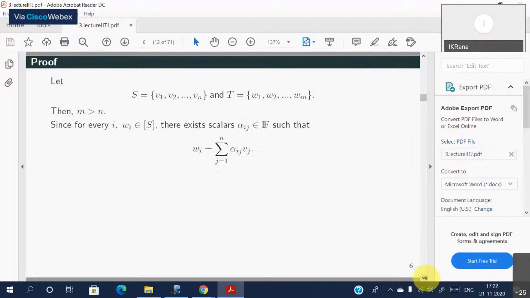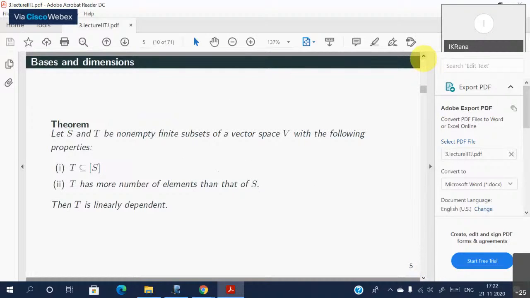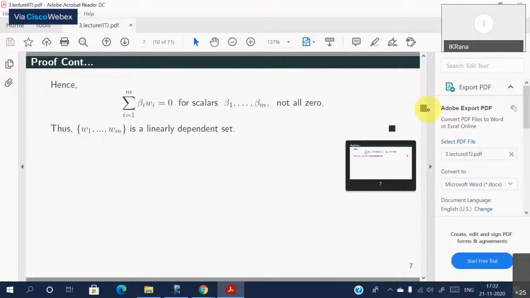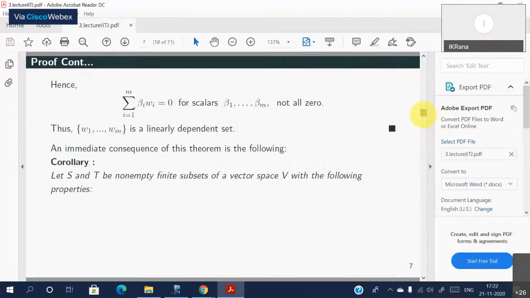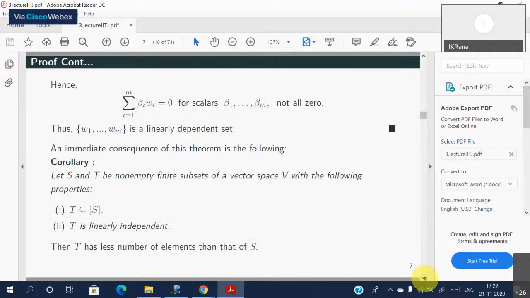It says that if T and S are two finite subsets, and if T is inside the span of S, and T has more elements than S, then T is linearly dependent. So this gives us some nice consequences. The first consequence is, if S and T are two non-empty subsets of a vector space with the following properties: T is inside S, and T is linearly independent.